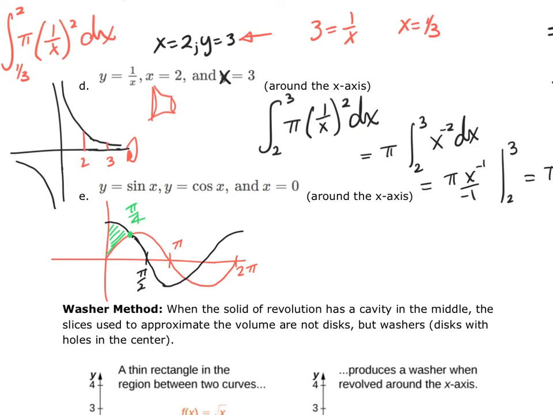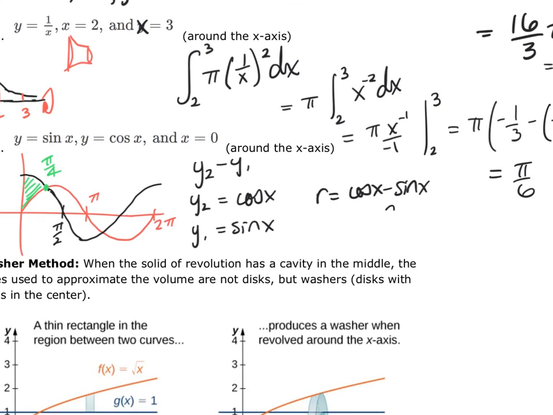My radius at any given time is going to be my upper one minus my lower one, so y2 minus y1. y2 is my upper one, which is going to be the cosine of x. My lower one is going to be the sine of x. So my radius is going to be cosine x minus sine x.